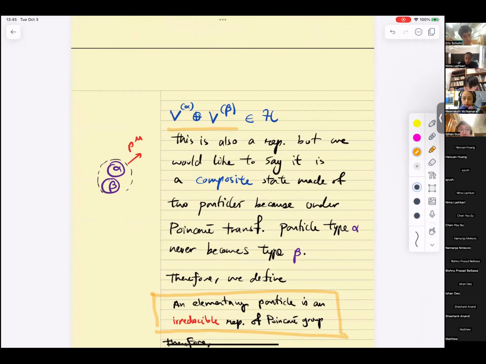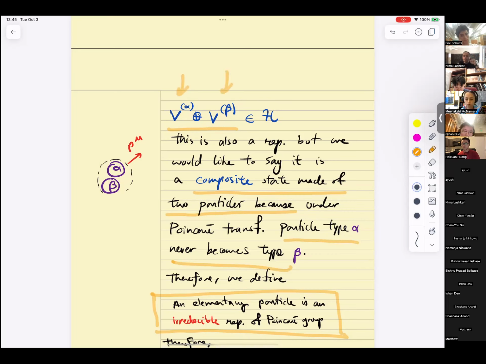And this is still a representation, but you wouldn't want to call this an elementary particle. You would want to call this a composite state made out of two particles. Why? Because under Poincare transformations, type alpha particles never become type beta particles. So the representation splits into two parts, and the Poincare transformation rotates this part within itself, and this part within itself. This resonates pretty clearly with the idea of irreducible representation, right? Irreducible representation is a representation where you cannot do this.